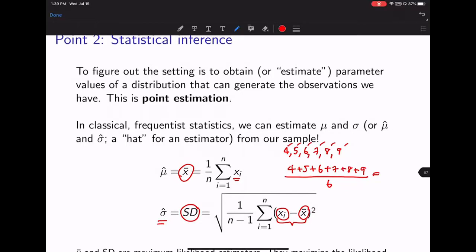Okay, I'm not going to go into any more detail, but just so you know, in frequentist analysis we don't have to go through some kind of mental gymnastics. We can use the samples we have to figure out parameter values, to figure out the setting, by using the mean and the standard deviation we calculate from our sample.